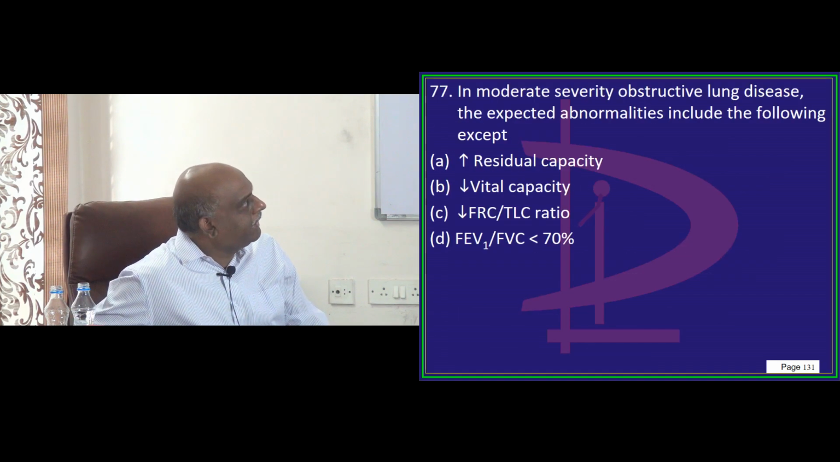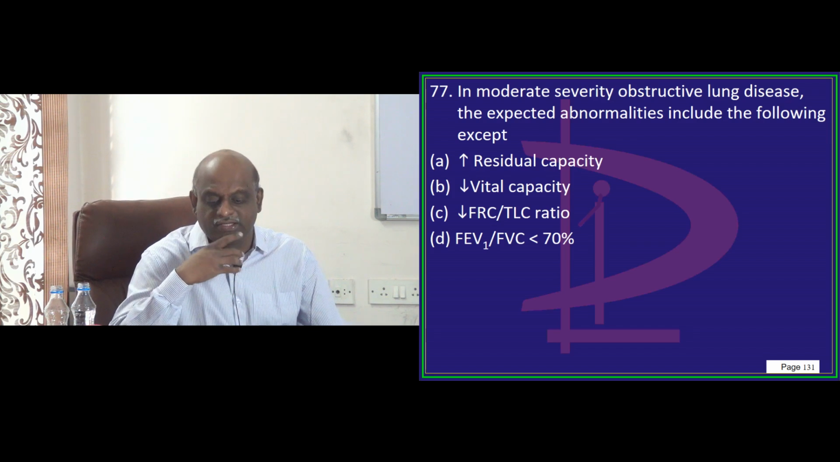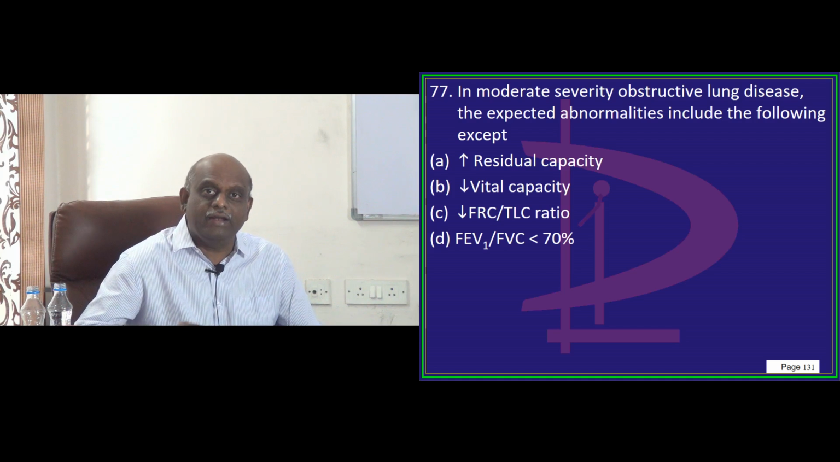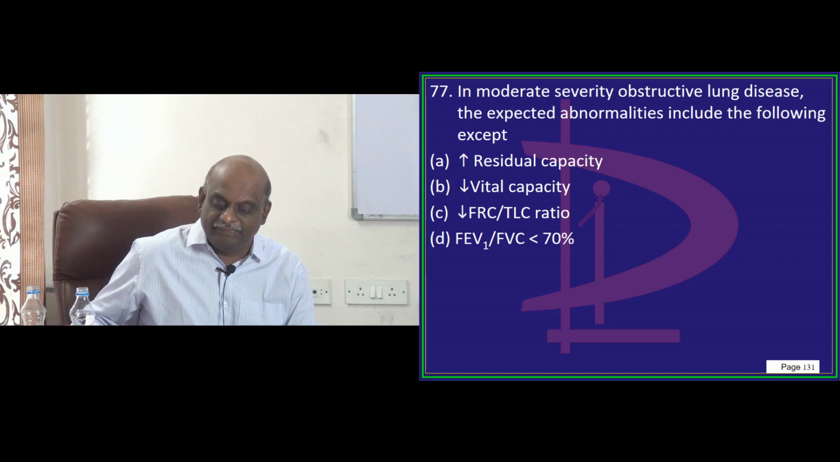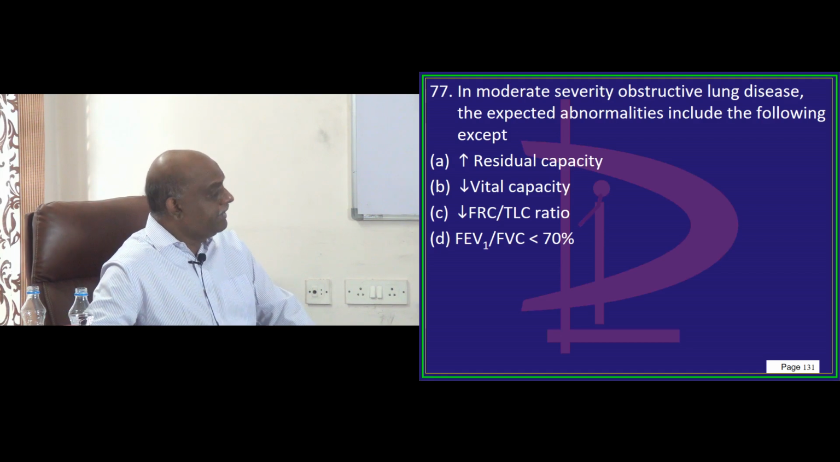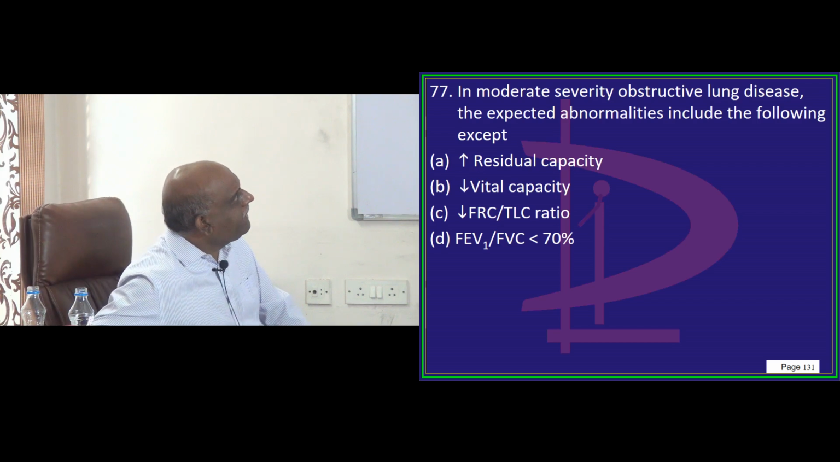Then in obstructive lung disease versus restrictive lung disease, what are the differences? Examiner's favorite question. Very happy to see 117 online. Yeah. So Ravi thinks it is D. Okay. Monica thinks decreased vital capacity.